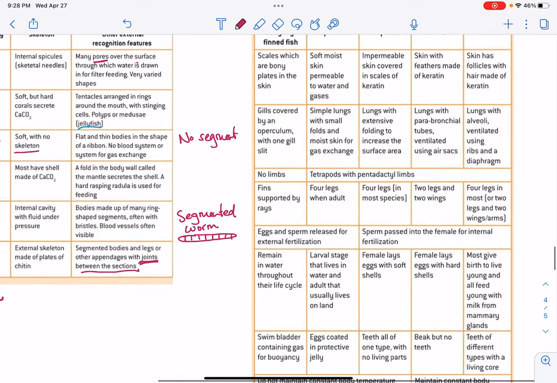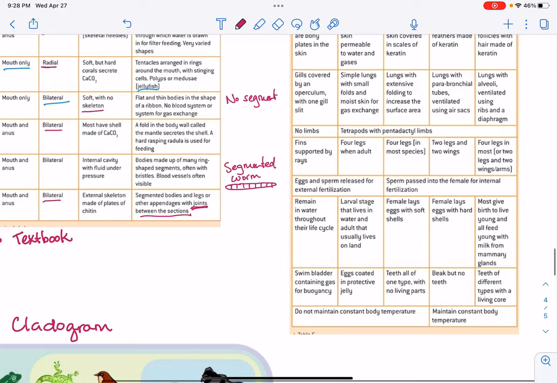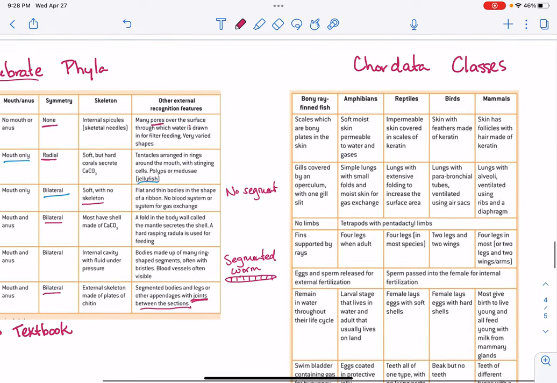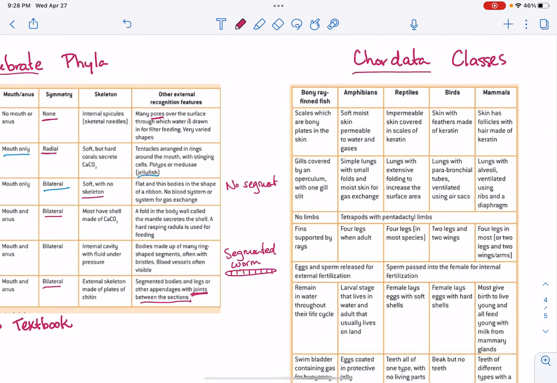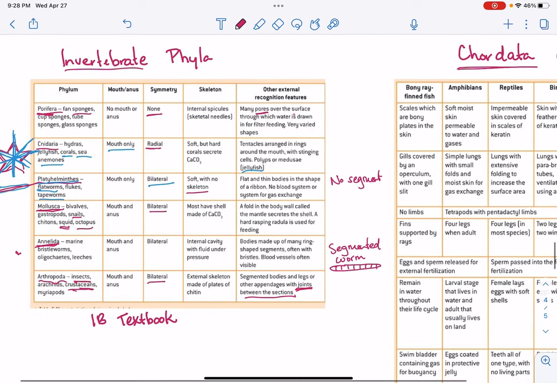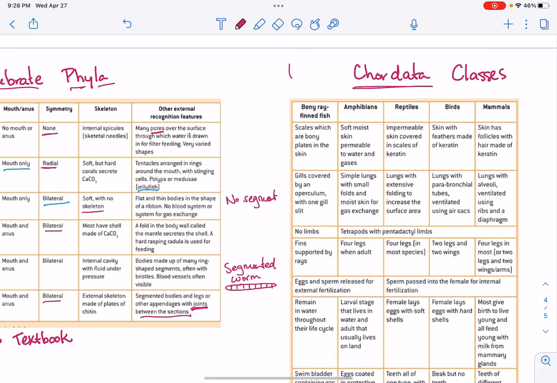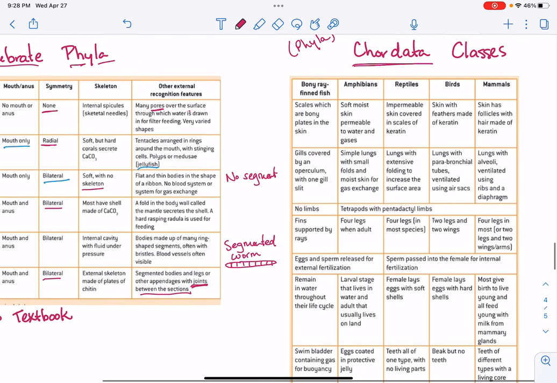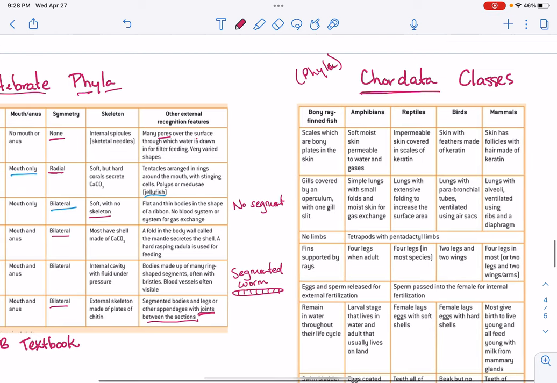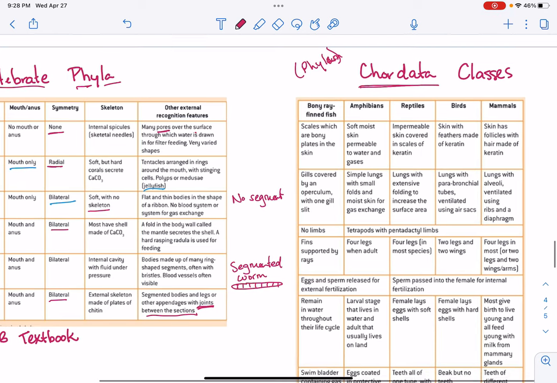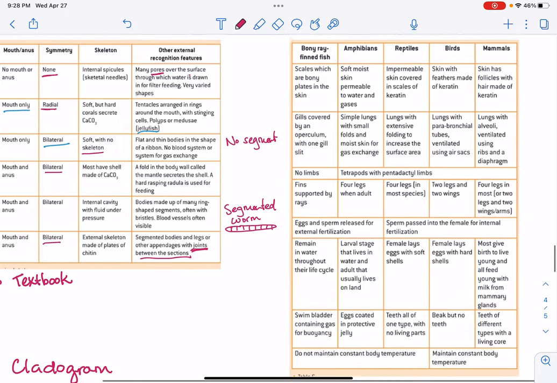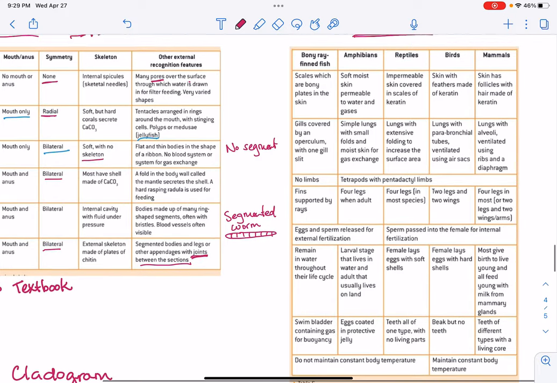All right. And then we have our chordata classes. So chordata is technically the last phyla within animals. Chordata is a phylum, and chordata stands for the vertebrates. So all of the vertebrates are in one phylum. Within the chordata, you need to know these particular classes.